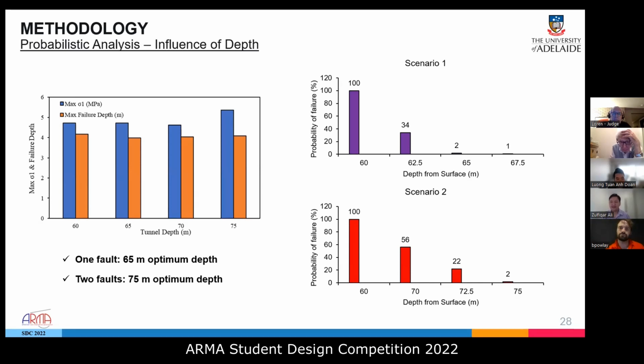Based on the analysis, a safe depth of 65 meters was recommended for single fault, while a depth of 75 meters is recommended for the 2 fault scenario. Now for the next part, I would hand it over to Elvis.